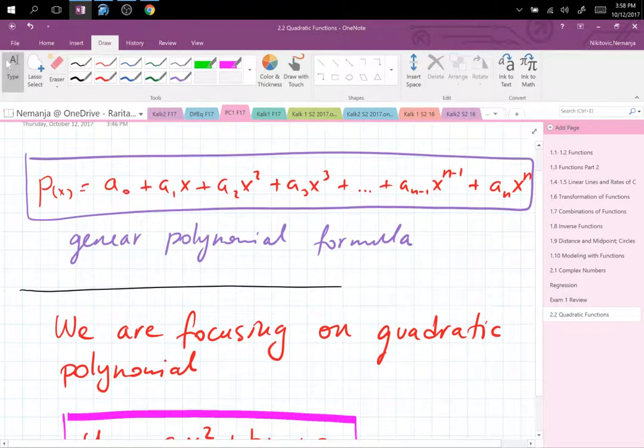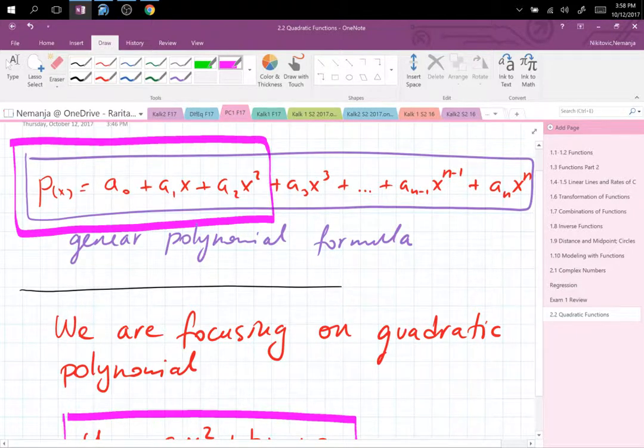And again, looking at the polynomial formula, that's this much of the general polynomial formula. That's what we are focusing on. Now I'm going to put the highest exponent first because that's the leading term, and then go in descending order. So ax squared plus bx plus c.